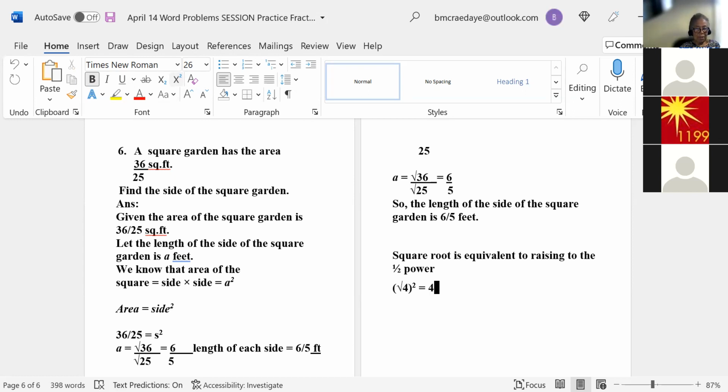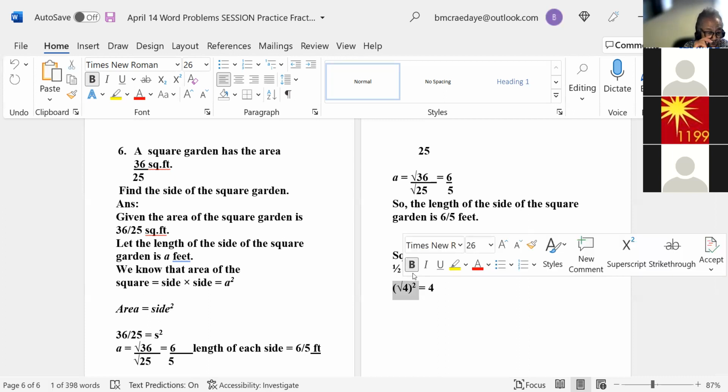I'm lost. All right. The square root of 4 is what? Vanessa? 2. What is 2 squared? 2 to the second power is 4, right? Yes. But what I'm trying to show you is that the square root of 4 is 4 to the 1/2. I'm just proving to you that when you square a square root, you get back what is under the radical.